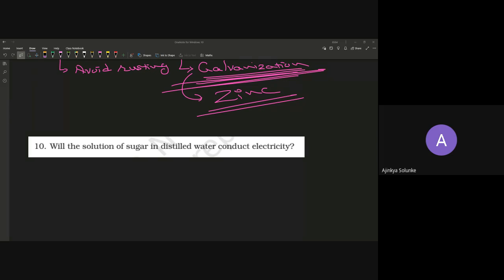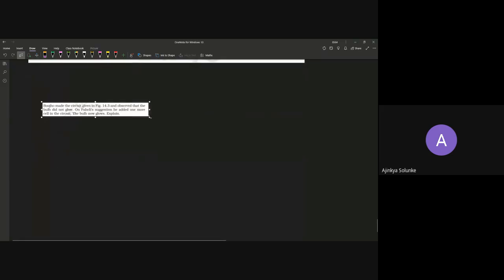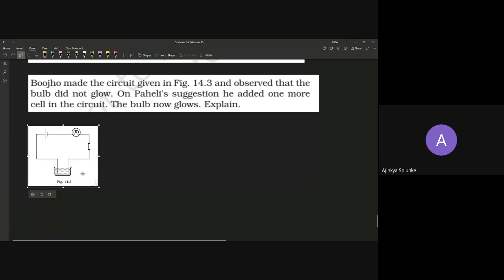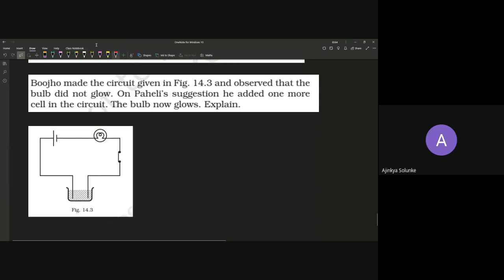Okay. So a question for you. There is one diagram also. So here is one circuit. There is one cell. Here is your bulb. Here is the solution, a conducting solution. Bojo made the circuit given in figure 14.3. So this is the circuit, and observed that the bulb did not glow. The bulb was not glowing initially. On Paheli's suggestion, he added one more cell in the circuit. So he added one more cell here. Now the bulb is glowing. They're asking you what is the reason. Why initially it was not glowing and now it is glowing.